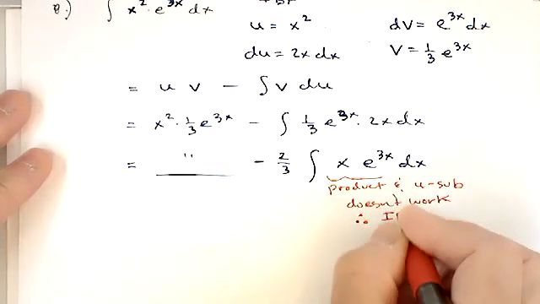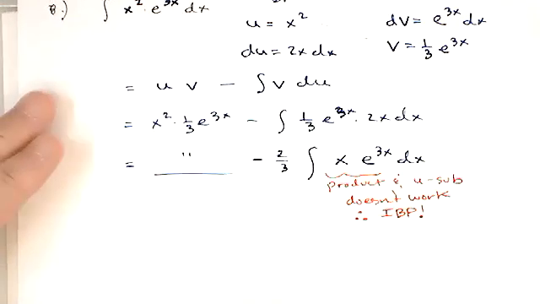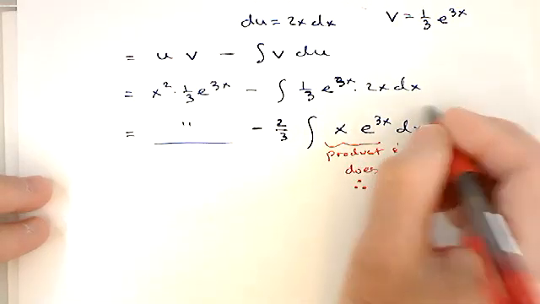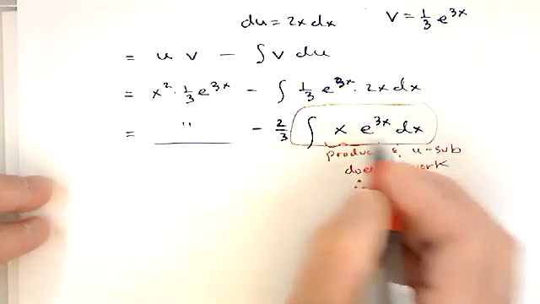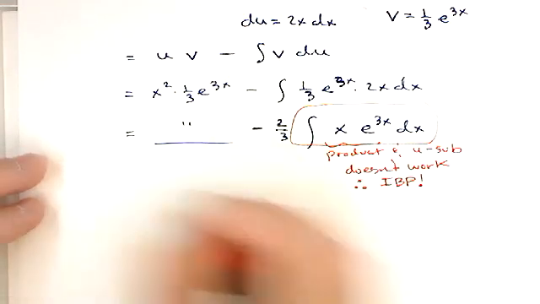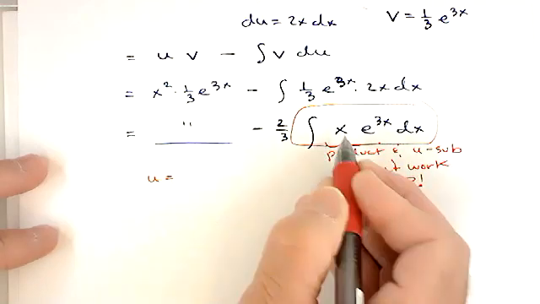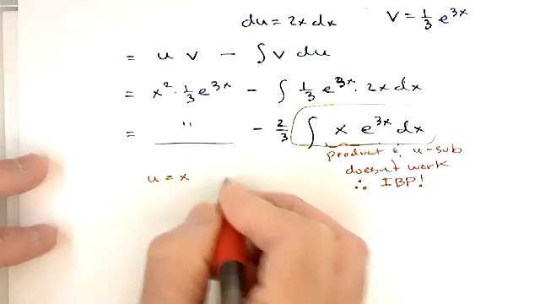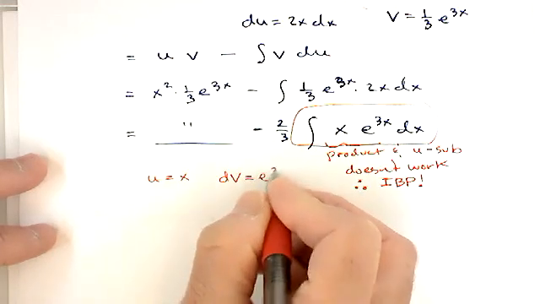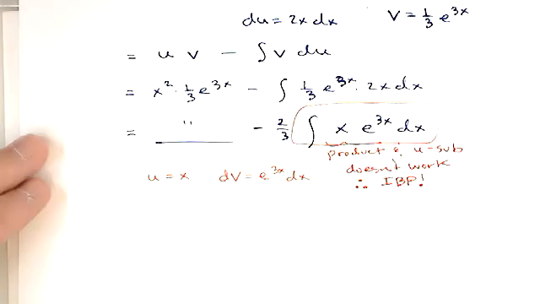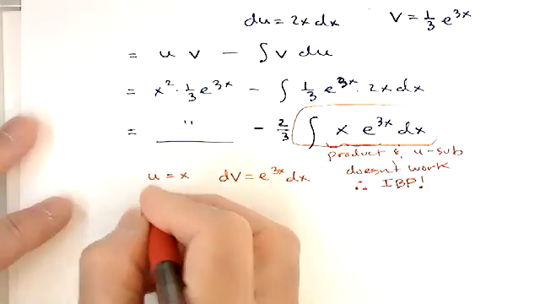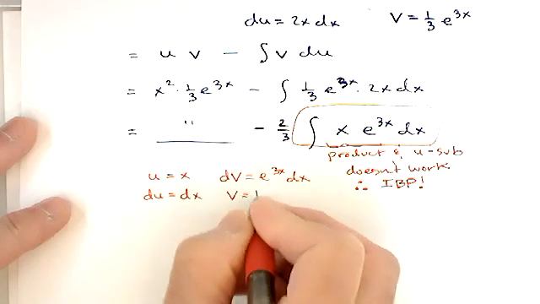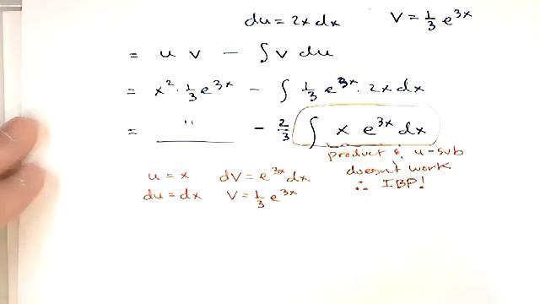Therefore, let's just focus on this right here. We're going to need a new u and a new dv. Well, last time letting the u be the x term was a good choice because that becomes simpler, which means my dv is going to be e to the 3x one more time. Derivative of x is just 1 dx, and my antiderivative is 1/3 e to the 3x.